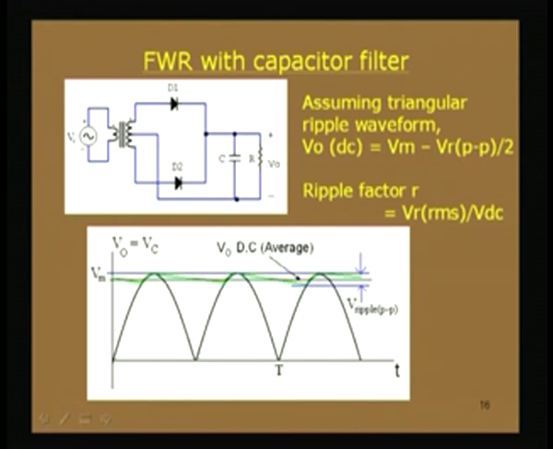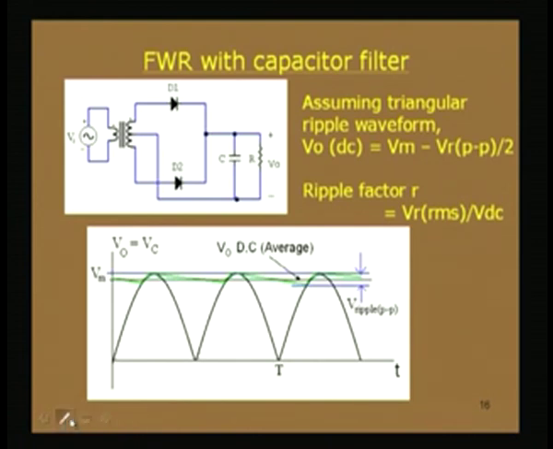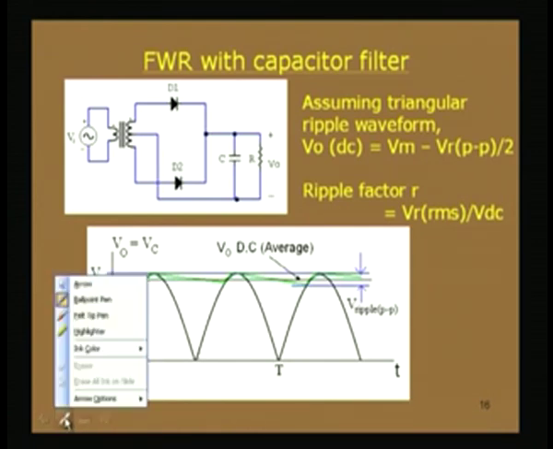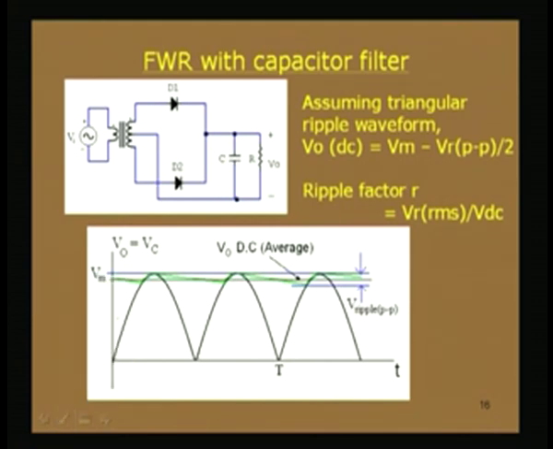Now, what will be the output DC voltage finally we will be getting after this capacitor filter being included? To know that, as an approximation, it is done by considering the ripple voltage to be a triangular voltage. So, if we consider a ripple voltage and assume it to be triangular, it will be like this type of voltage.